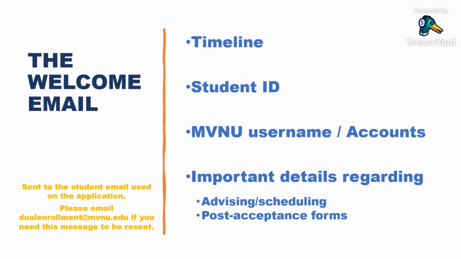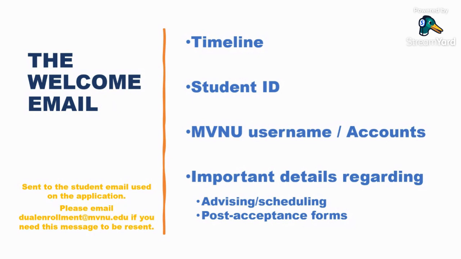Included in the email is your student ID number. This ID number is used everywhere. It is your unique identifier at MVNU. Also included is your MVNU username, which is used to sign into all MVNU accounts, except your application status page. That one remains the personal email that you used to sign up for your application. You will need to sign into Moodle and the MVNU portal before classes start using your MVNU username and password.